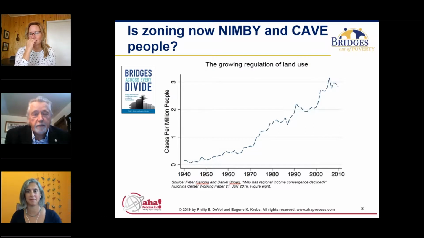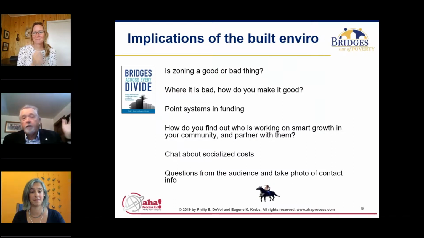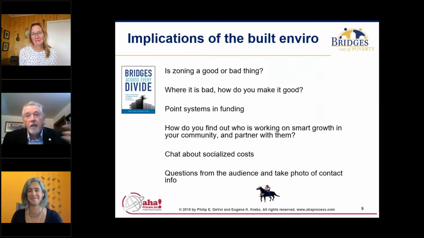anti-poverty advocacy needs to understand how zoning affects all this. So the question for you folks, and again, yes, I'm touching on all the third rails, okay? Is zoning a good thing or a bad thing, or is it just a thing? And why do you think it's become so contentious now? So I think zoning is a good thing.